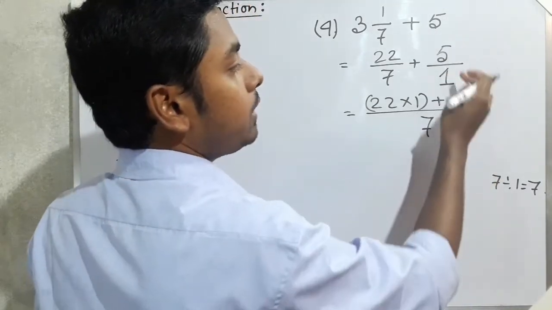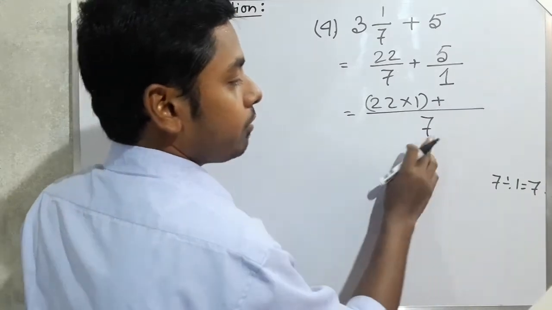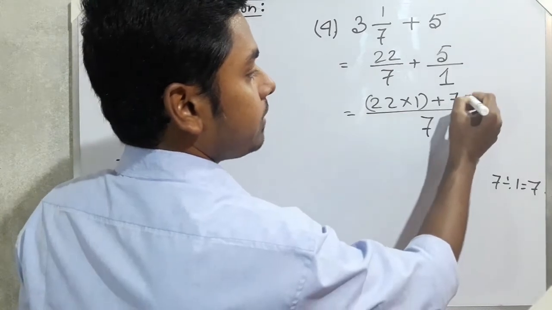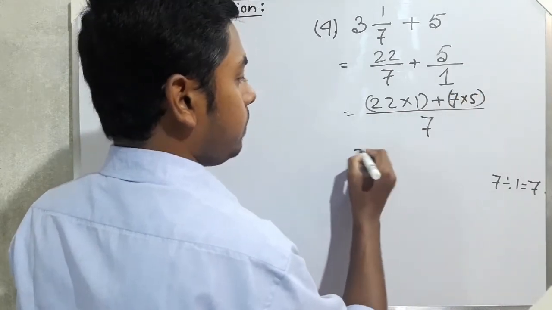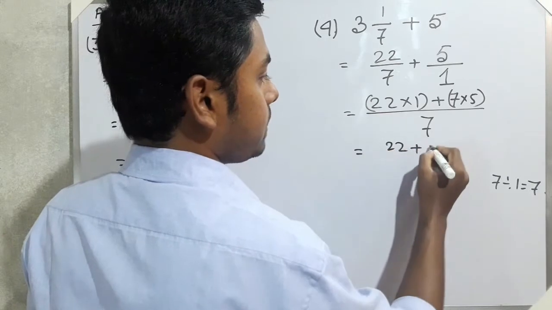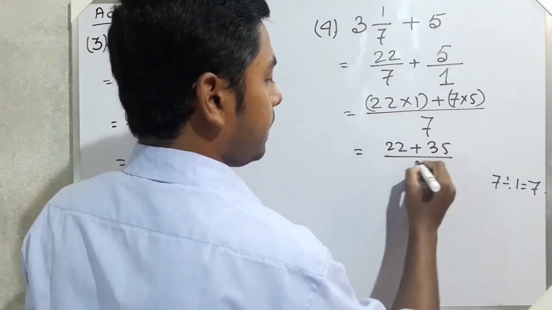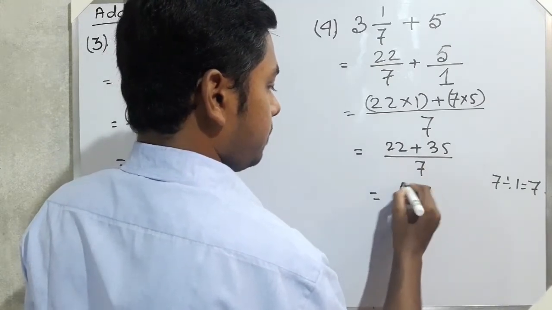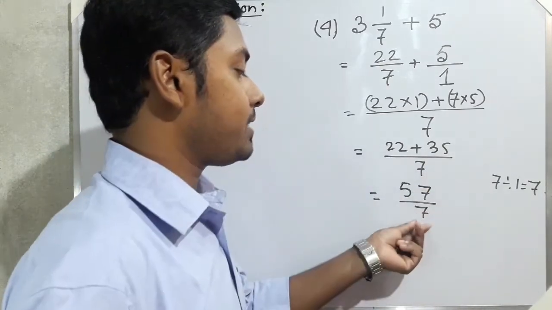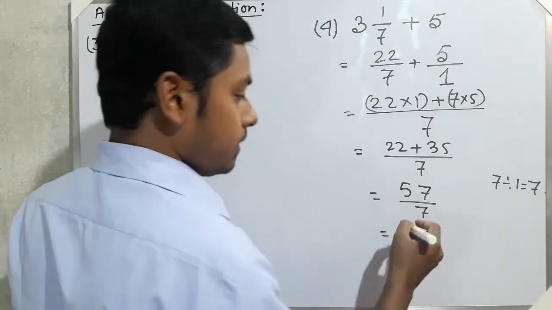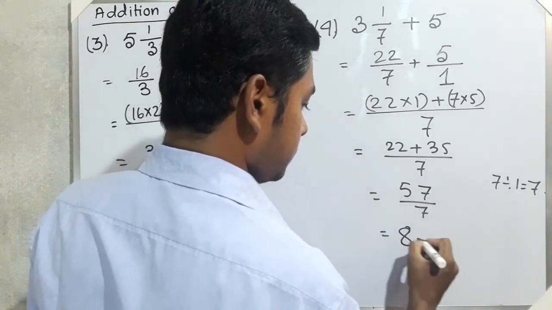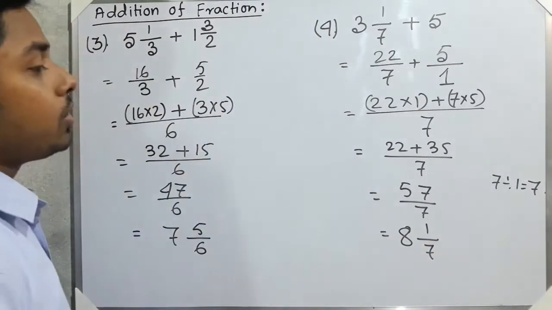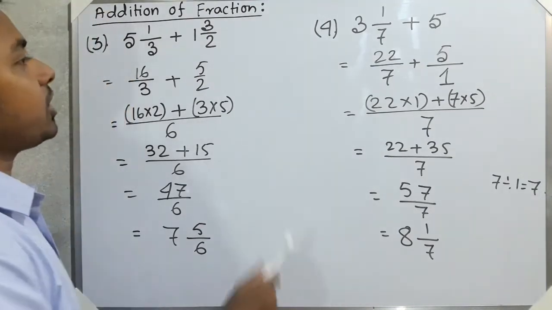In that case, mostly students make a mistake here. They do 5 into 1. Try to understand. We are dividing 7 by 1, and we are getting 7. So 7 into 5. Now 22 plus 7 fives are 35, by 7, so 57 by 7. Now the denominator is less than the numerator, so convert into mixed fraction. 7 eights are 56 plus 1, 57. Okay, so these are the additions of the fractions.